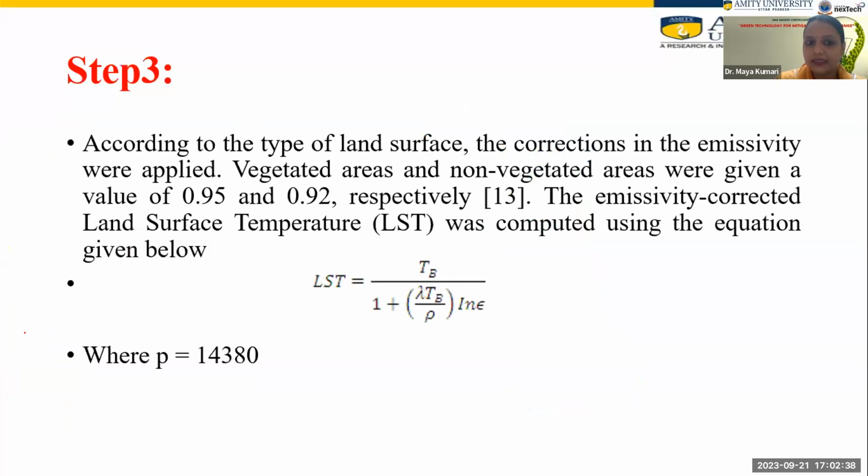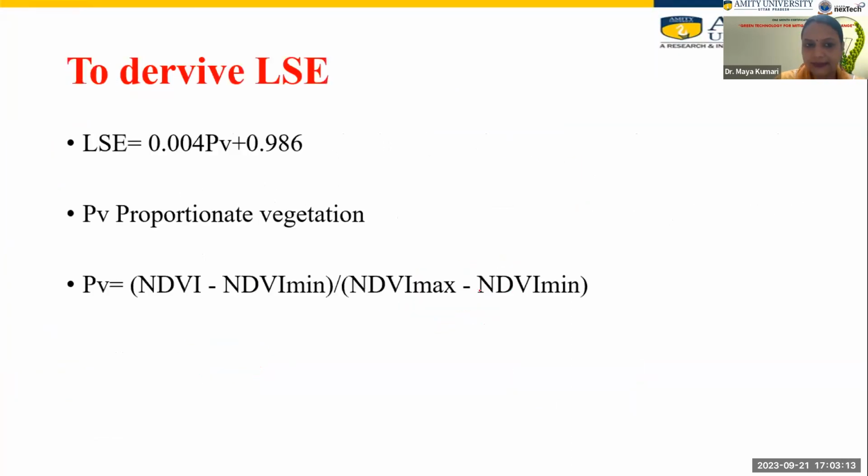Once we have done this, the third step is basically calculating land surface temperature. Now, when we are calculating land surface temperature, TB is something which we have calculated in step 2. The rho value is already calculated according to the user handbook, that is 14,380. The only thing which we don't know is log emissivity, right? Whatever the temperature we are getting, we are comparing it with a black body, so it is important for us to know the emissivity of that particular object which is under study.